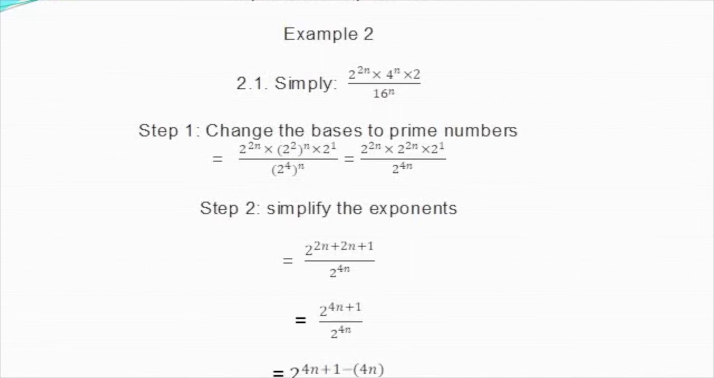So we are going to have 2 to the power 4n plus 1 minus, in a parenthesis, 4n. So we have like terms. 4n minus 4n is 0. 0 plus 1 is 1. So we are going to have 2 to the power 1, and 2 to the power 1 is 2.